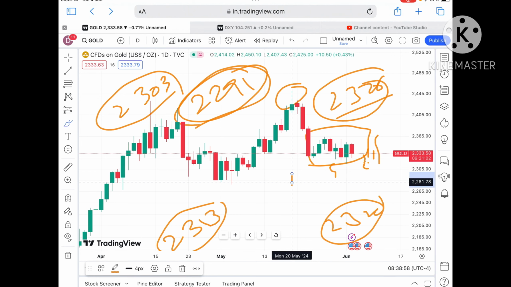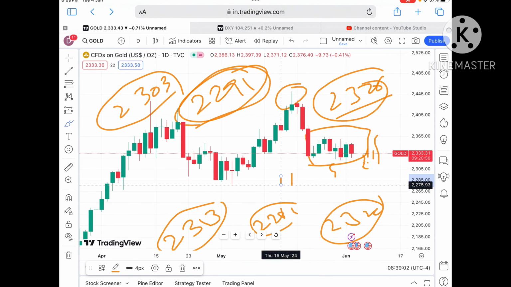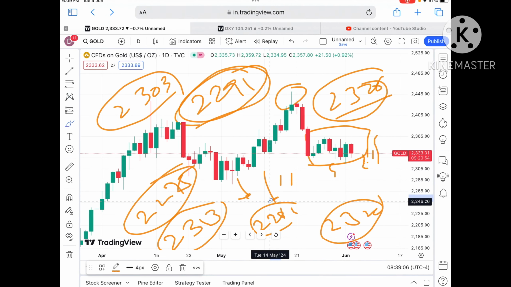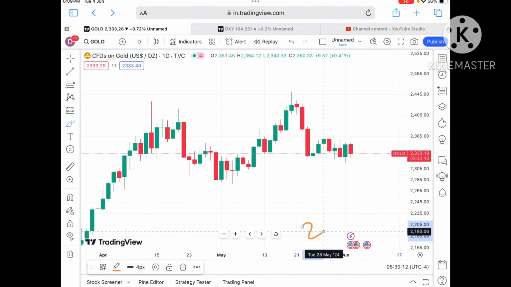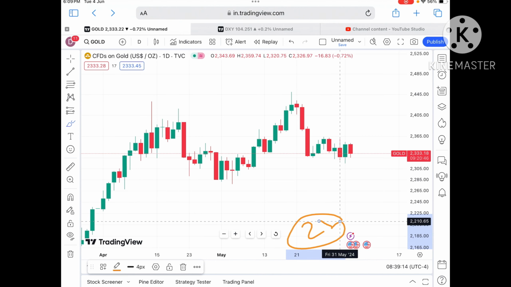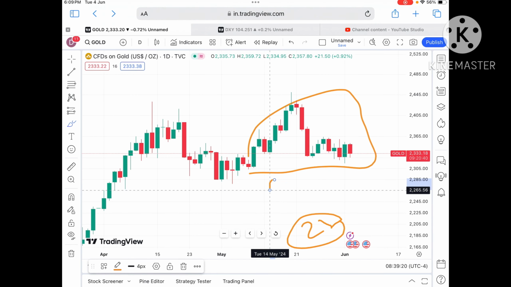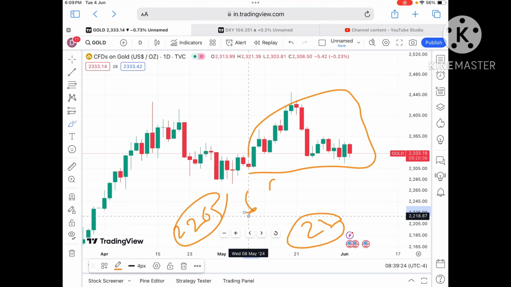Once it starts going below that particular zone, there is a chance of touching a level of 2281, and from there a level of $2275. If the price keeps moving below that level, a further downfall can be seen. Remember that as soon as the price goes below a level of 2300, the probability of further downfall increases. And if the price goes below a level of 2275, a further fall can be seen towards 2265, and then a further low.